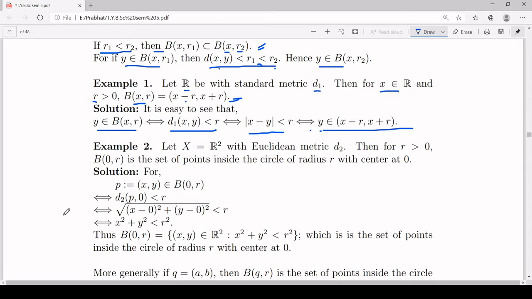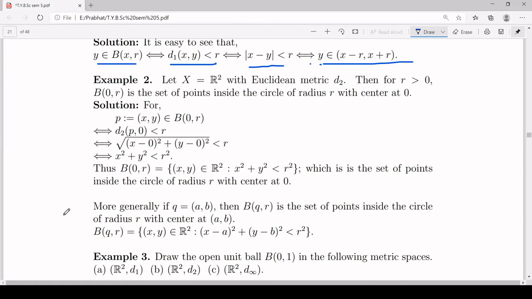Now let's see the second example. We are considering our set to be R2 and the metric d2 is the Euclidean metric, and again R is a positive real number. We are asked to find B(0, R), that means the open ball centered at 0 and of radius R. The answer the example gives is that it is the set of all points inside the circle of radius R with center at 0. To see this, let's see the solution of this example.